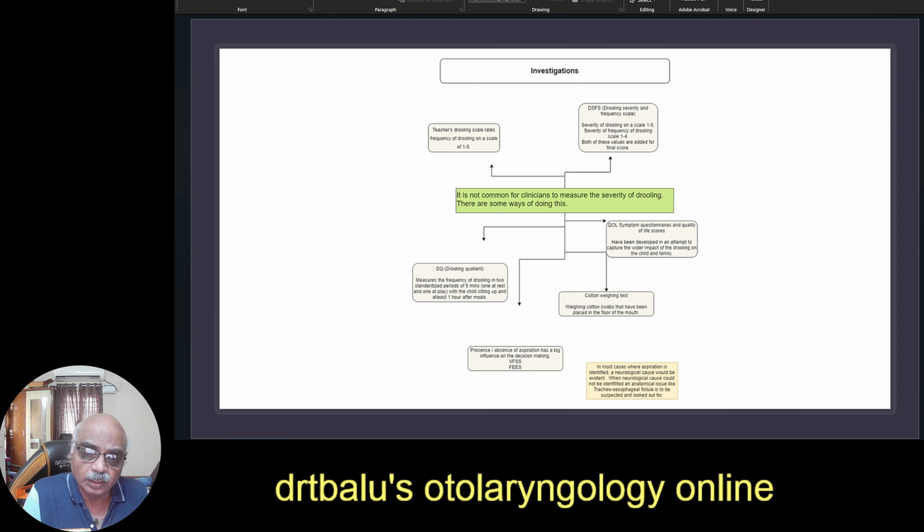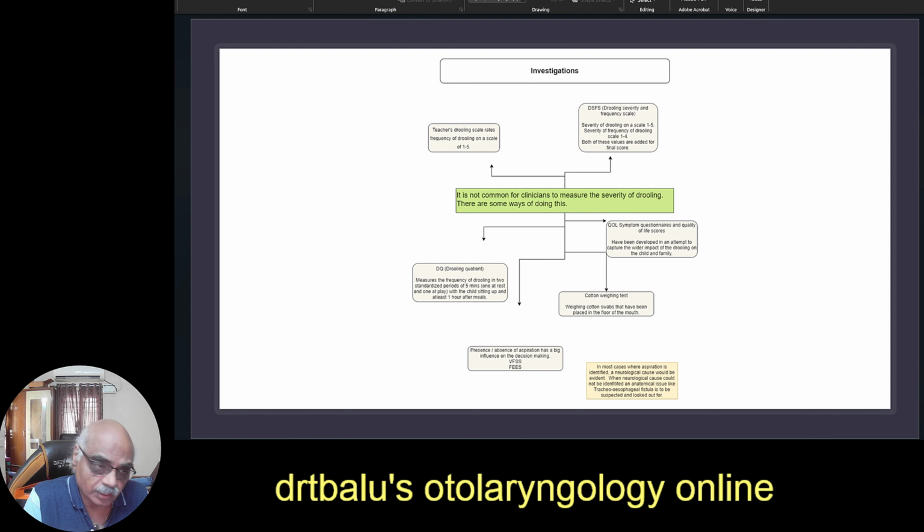On the aspect of quantitative assessment of drooling, you can do a cotton weighing test where you can place cotton swabs in the floor of the mouth and then weigh it before placing and after placing, taking into consideration the weight of the cotton ball. If the weight of the cotton ball is heavier, then naturally excessive saliva or salivary drooling is taking place.